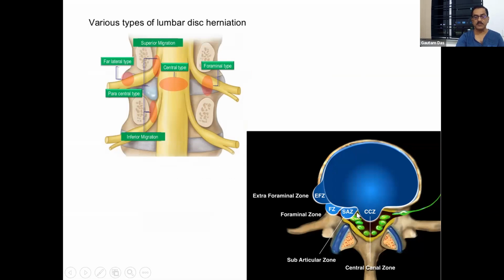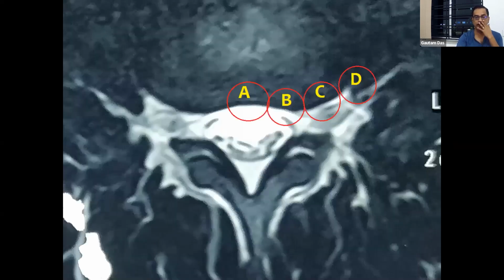Here it is the traversing nerve root. This is your foraminal. So here your exiting nerve root will be involved. This will be the traversing nerve root will be involved. Here it will be the exiting nerve root will be involved. Here it is the extraforaminal. And again the exiting nerve root will be involved. And this is the most common type of the disc prolapse. So normally the traversing nerve root is more commonly involved.